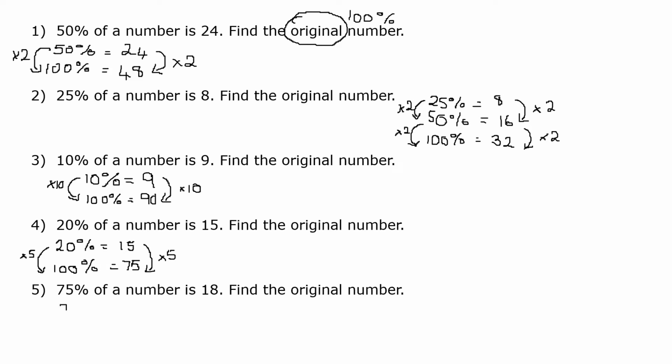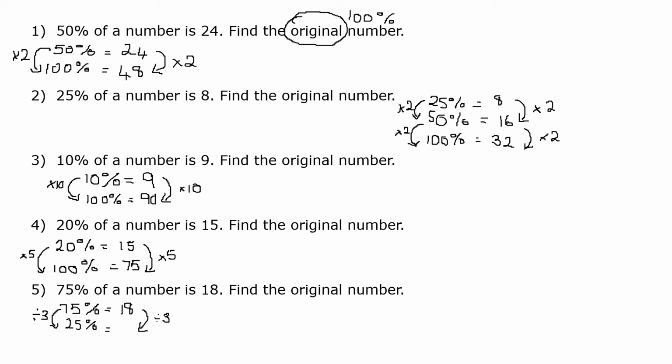And then number 5, we've got 75% of a number is 18. Find the original number. Now I can't actually multiply 75% by an integer to get to 100%. So I'm actually going to divide first, because I know that I can divide 75% by 25 and I can divide 100 by 25. In fact, 25 is the highest common factor of 75 and 100. So I know that there are 3 25s in 75. So I'm going to divide both sides by 3.